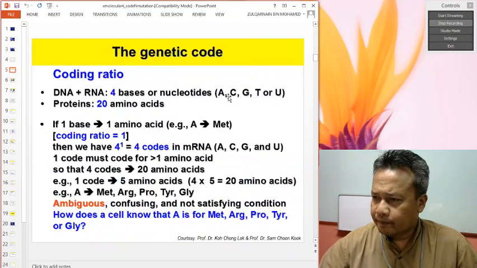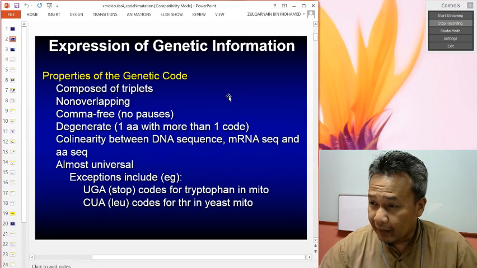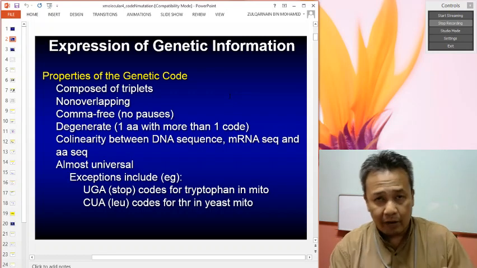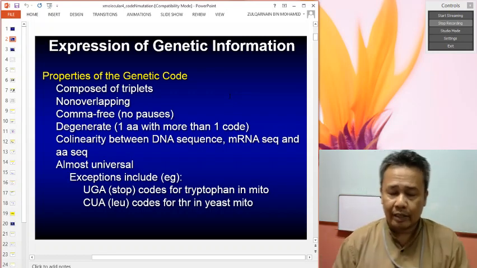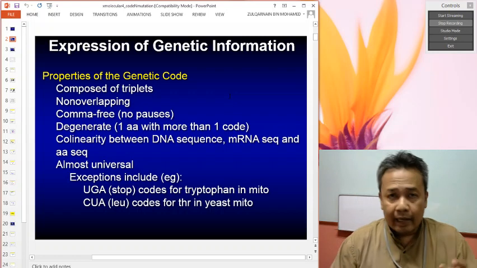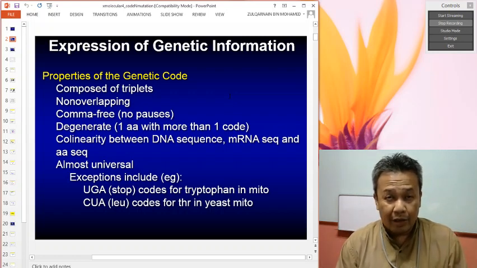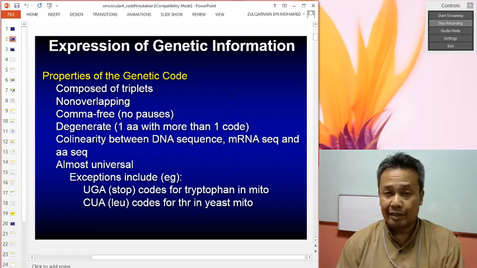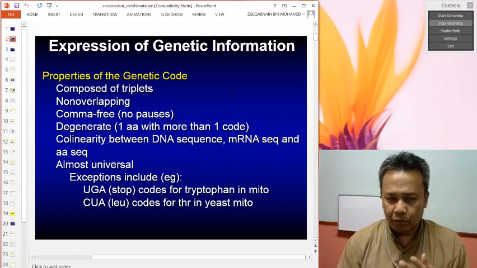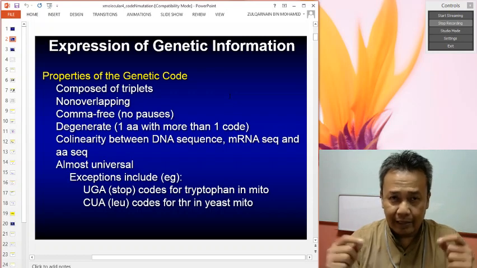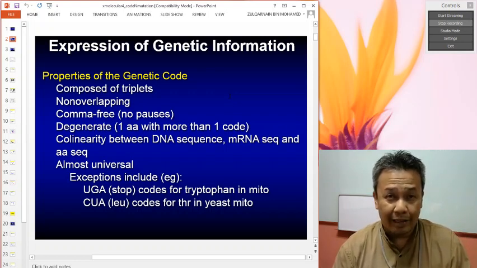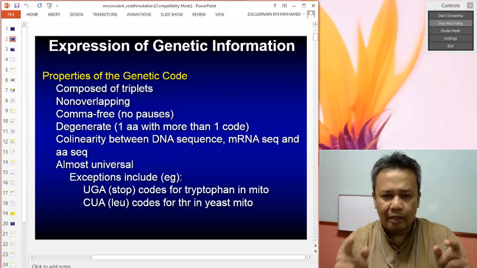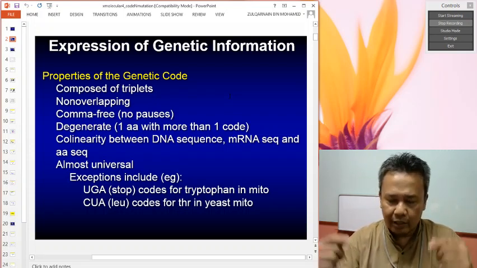So basically, we know that information goes from DNA to mRNA, and then from mRNA to translation into amino acid. And the code, if you want to look back again, you need to understand what is the coding sequence. This is also the sense strand. This is also the bit that can be translated. If you look at the codon table, right? So these are the sequence. When you read, you can actually translate that sequence into amino acids.